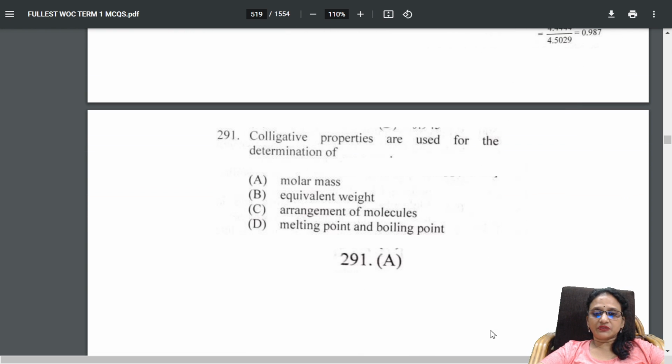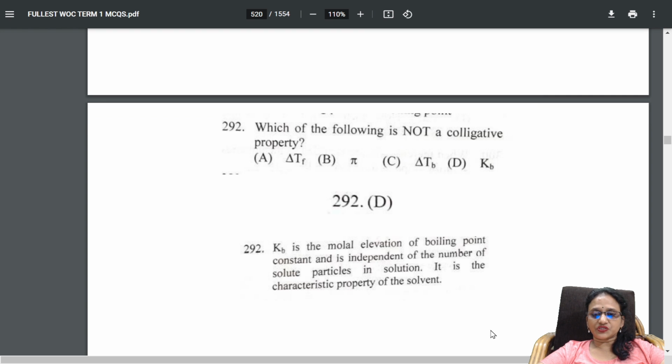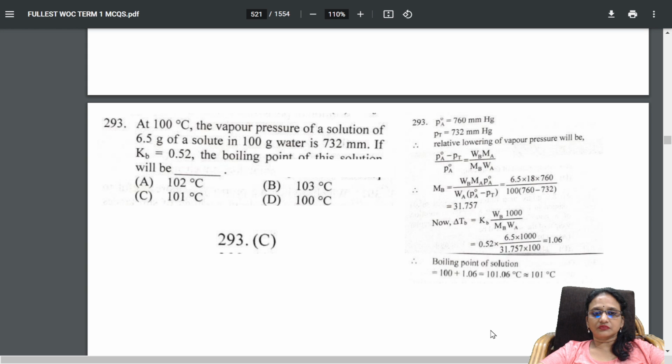Then a colligative property question. These are a few general questions on colligative properties. Right. This is again a relative lowering of vapor pressure and elevation in boiling point question.